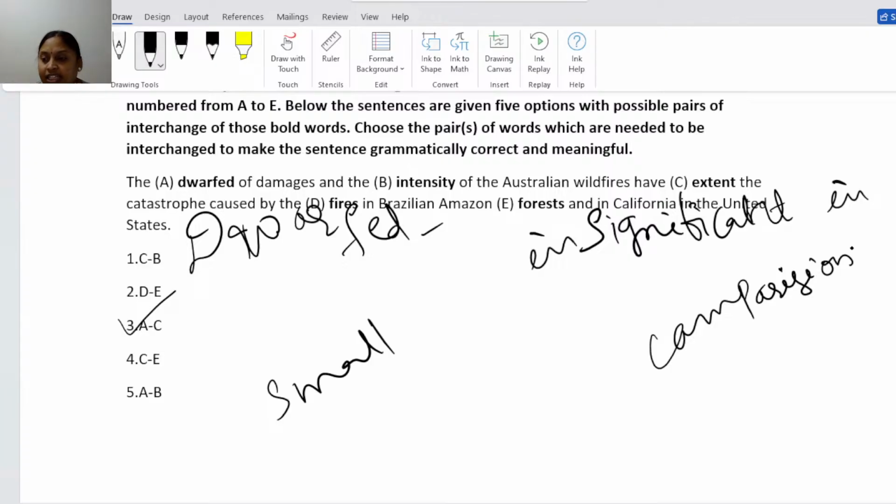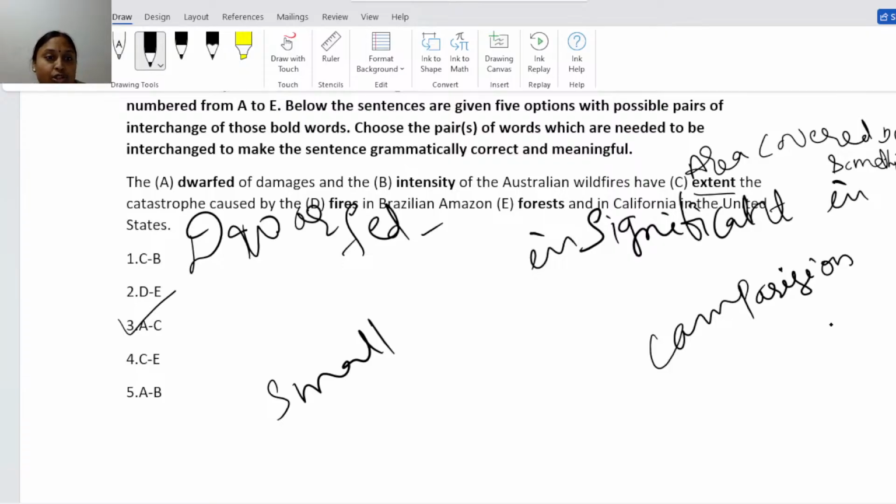So here, extent. What is the meaning of extent? The area covered by something. The meaning of extent is the area covered by something. So accordingly, here we have to replace A with C. Then the extent of damages and the intensity of the Australian wildfires have dwarfed, insignificant in comparison.